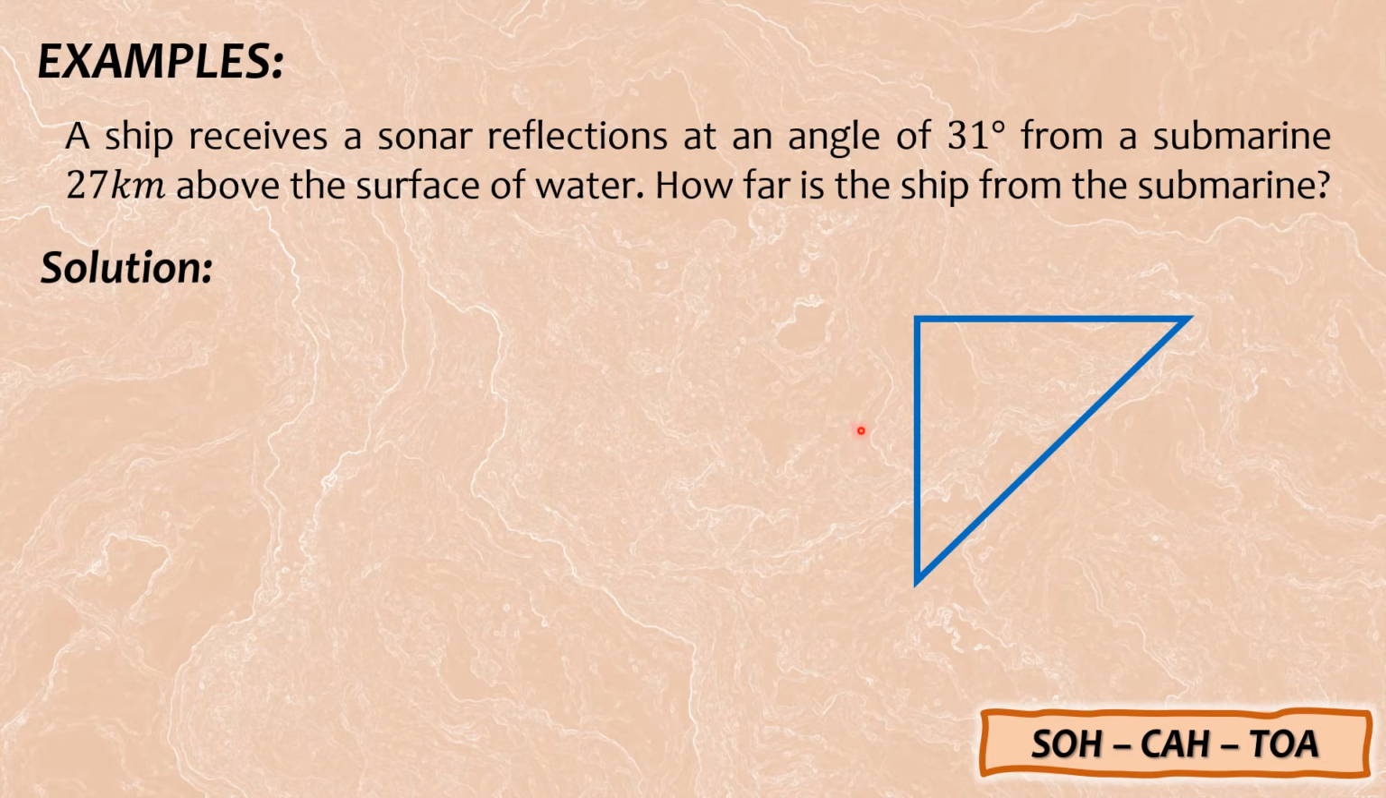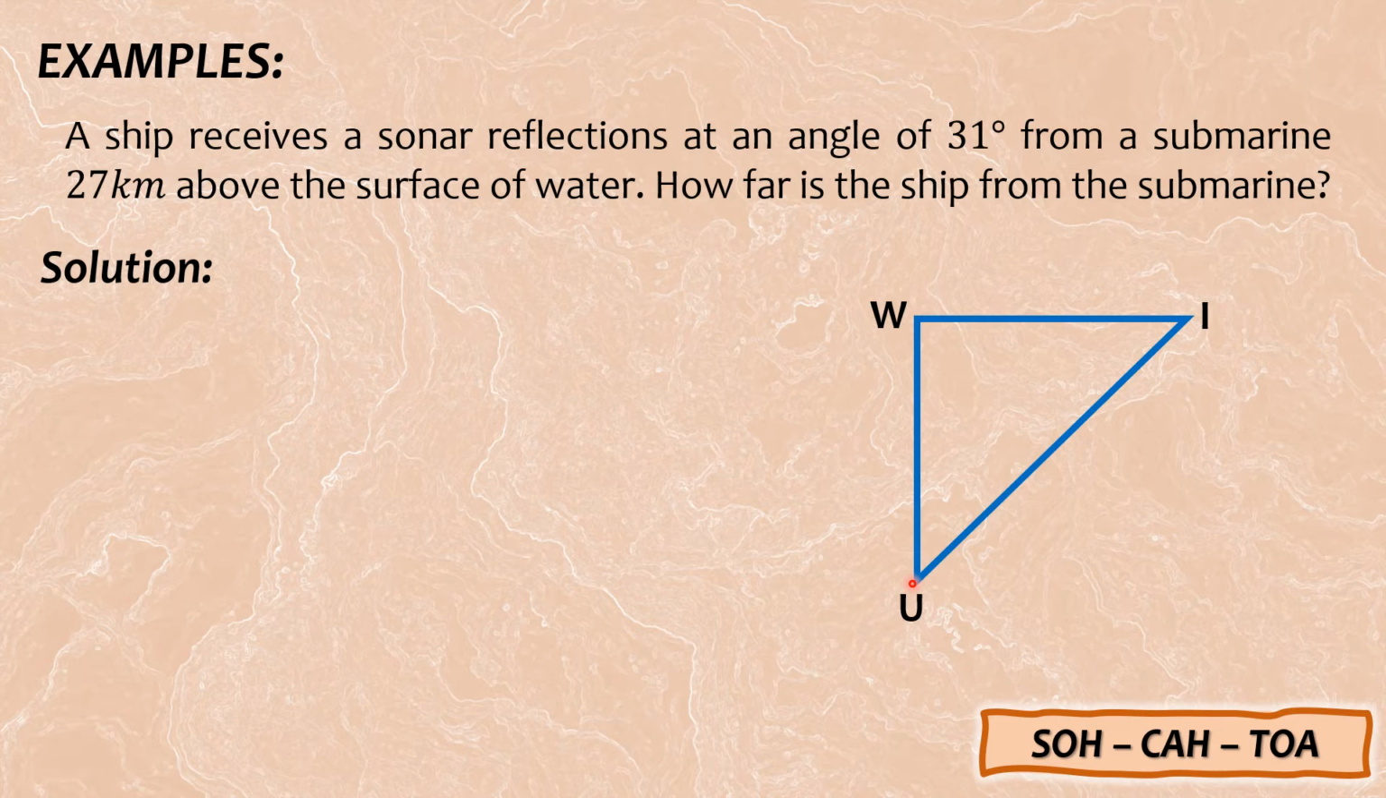So, for example, the ship is here. Let's represent it as I. The ship receives a sonar reflection, or a signal of light, under the water. For example, here is the submarine, and here is the water level. So here is the ship and there is the submarine.